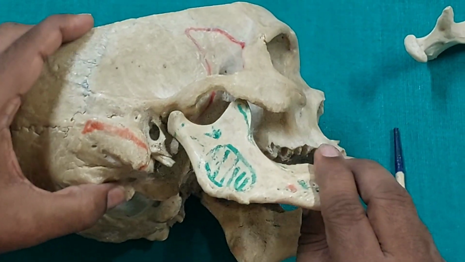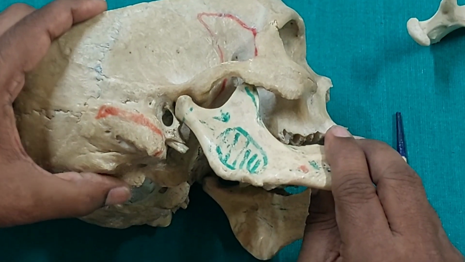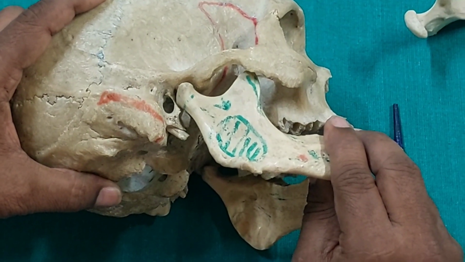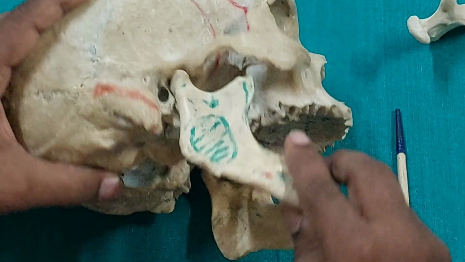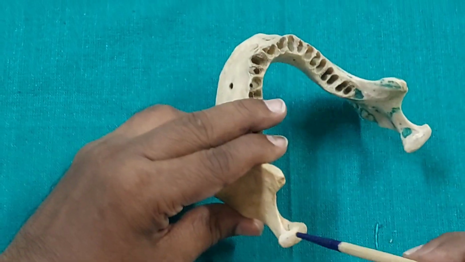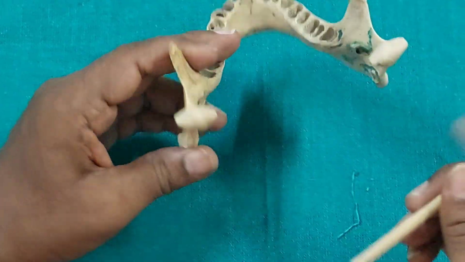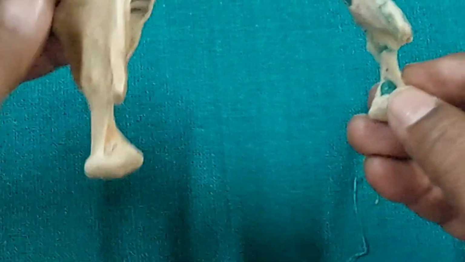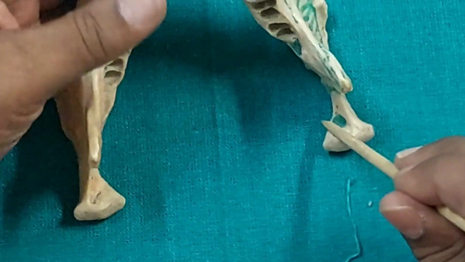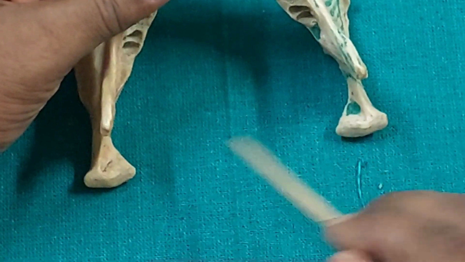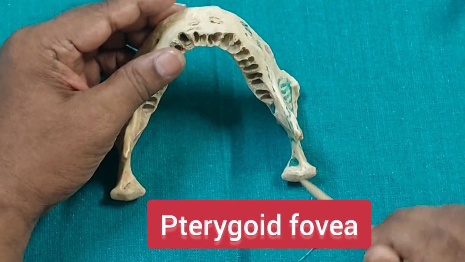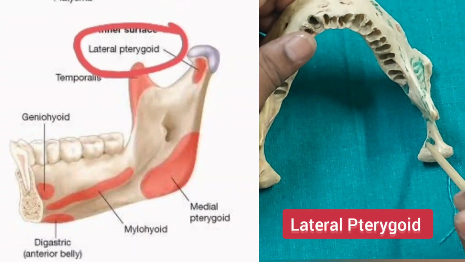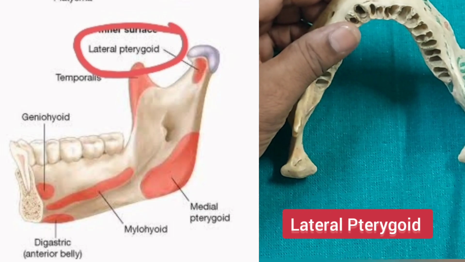This joint is a synovial joint which is divided by an articular disc into two compartments. Next part of the condyle is the neck. In the neck, anteriorly, this green area, you will get a depression or fovea. It is called the pterygoid fovea because the lateral pterygoid muscle is attached here.